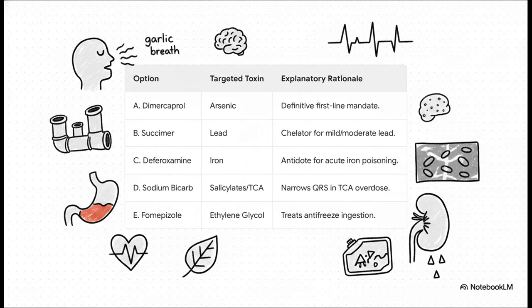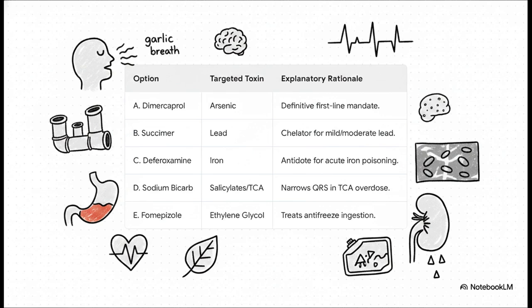Option A, dimercaprol. This is the correct answer. It's the absolute first-line chelation mandate for acute arsenic toxicity. Option B, succimer, is a distractor targeting lead poisoning. While it is a heavy metal chelator, it is entirely incorrect for the garlic breath and QTc prolongation signature we see with arsenic. Option C, deferoxamine, is strictly the antidote for iron poisoning. That would present with hematemesis and radiopaque tablets on an X-ray, definitely not garlic breath.